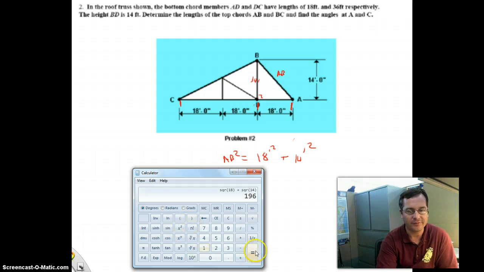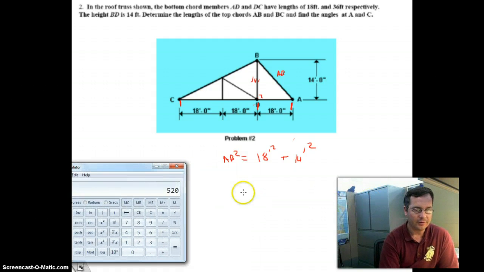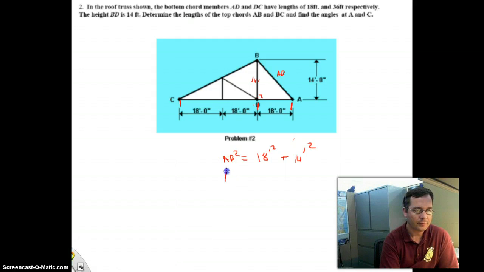To get the sum of those two answers, which we see the addition problem displayed up here, you have to hit the equals key. So 18 squared plus 14 squared equals 520 square feet. So we can come down another line. AB squared equals 520 feet squared. And again, the way you solve this is we just simply take the root of both sides. Well, the root of AB squared is just length AB.